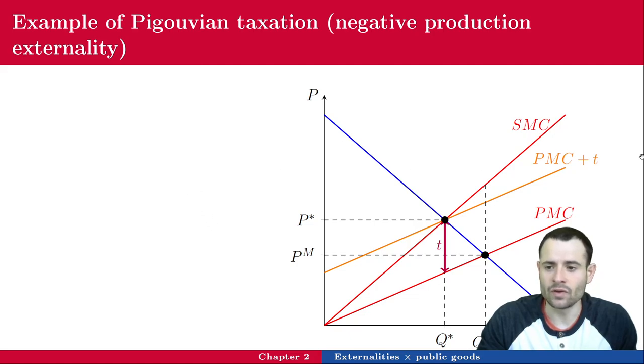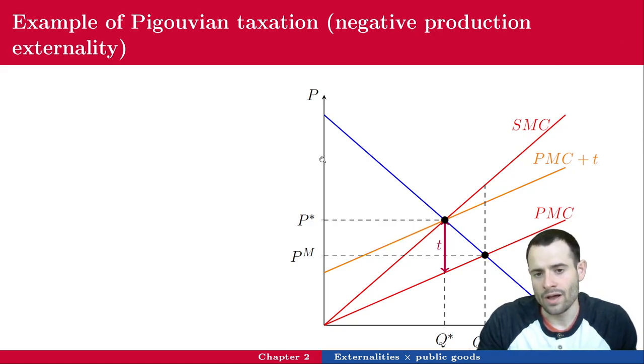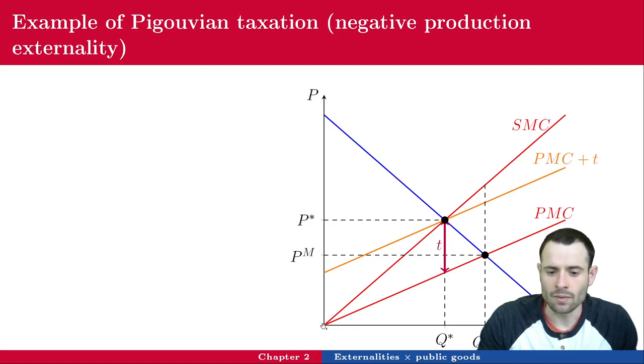Let's look at a Pigouvian tax. So we have a negative production externality again. We have the social marginal benefit, the demand. We have the private marginal cost, and we have the social marginal cost. Note that here, the social marginal cost is not parallel to the private marginal cost. This means that the external damage is not the same depending on your amount of production.